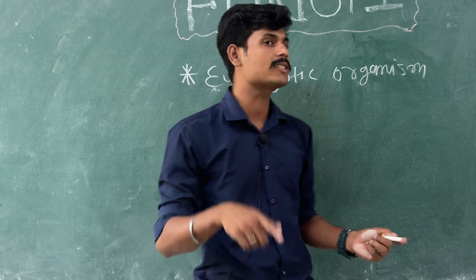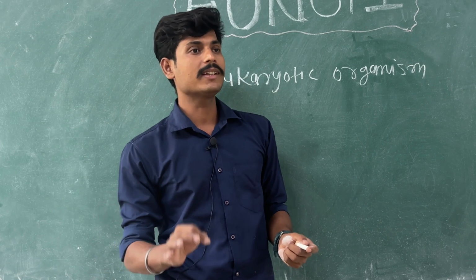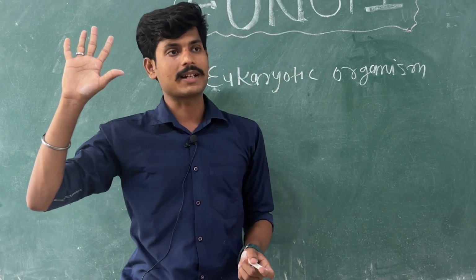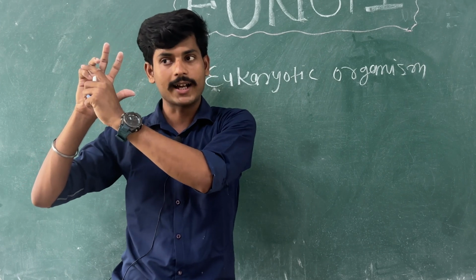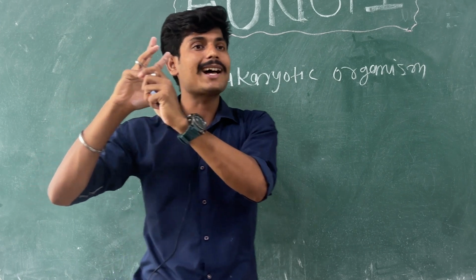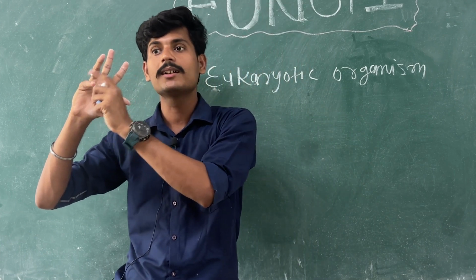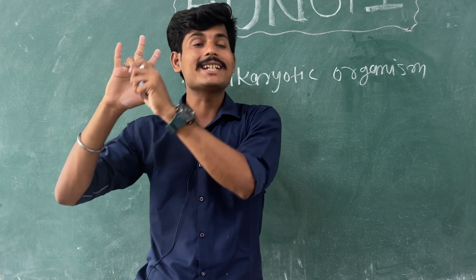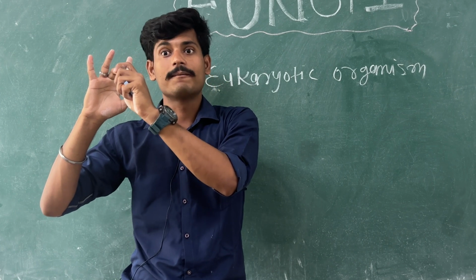There was a scientist called R.H. Whittaker. In 1969, he gave the 5 kingdom classification. The first is called the Monera. In the Monera all the bacteria come. Whatever bacteria we discussed all come under the Monera. Then another is the Protista. Then the third kingdom is the Fungi.